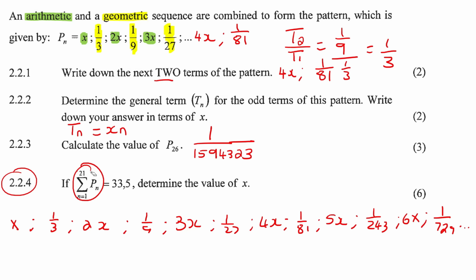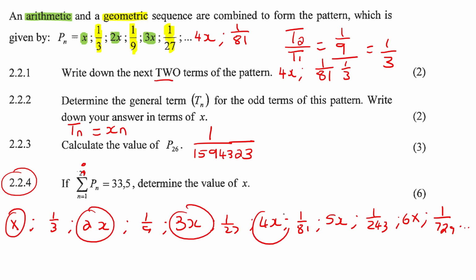So 21 is a bit of an awkward number, because if they said 20, then we would say, oh, well then that obviously means 10 of the arithmetic, and then 10 of the geometric. But when they say 21, what do you do? Do you say 10 and a half of the one and 10 and a half of the other? No, you can't. So how do you know? One of them is going to be 10 terms, and one of them is going to be 11. Well, the one that starts first will always be the one that's more.